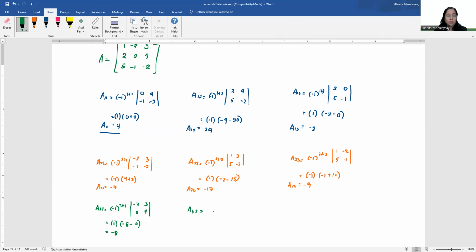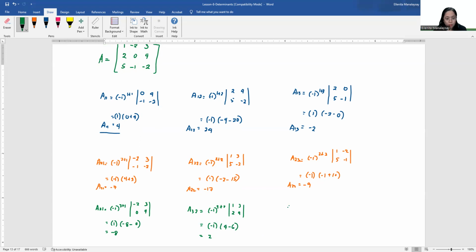A32 is equal to negative 1 raised to 3 plus 2 times the determinant of, remove the third row and the second column, 1, 2, 3, 4. So 1, 3, 2, 4. So this is equal to negative 1 times 4 minus 2 times 3 is 6. 4 minus 6 is negative 2 times negative 1, so that's positive 2.